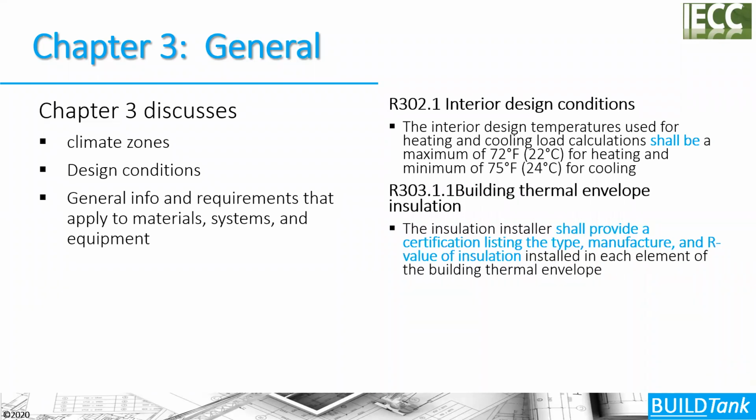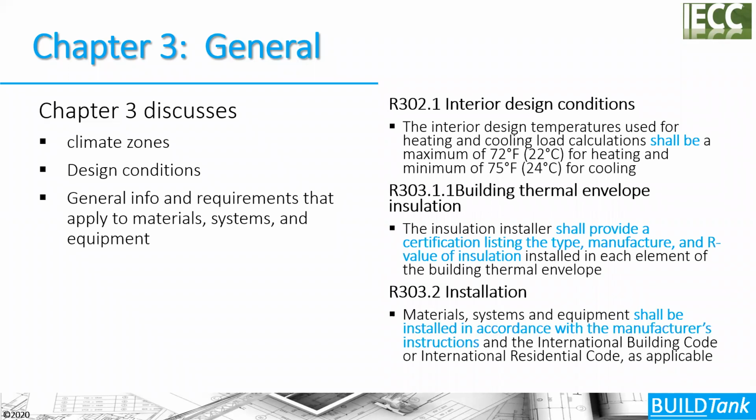Chapter 3 says that the building thermal envelope shall provide, that the installer of the insulation shall provide a certificate listing the type, manufacturer, and R value of the insulation that is being installed, and that the installation needs to follow the minimum requirements of the manufacturer as well as the requirements that are listed in this code here. It relies largely on the manufacturer's instructions for installation, but there are specific sections in the code that describe how insulation should be installed as well, and those things need to be followed as well here.